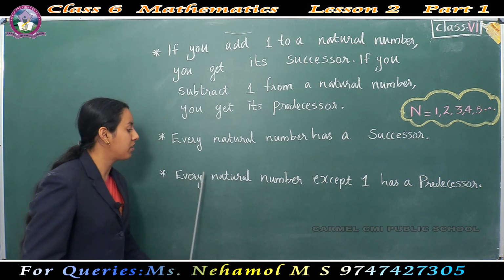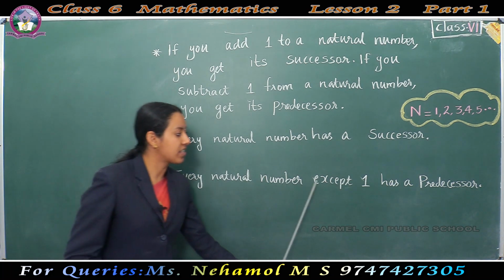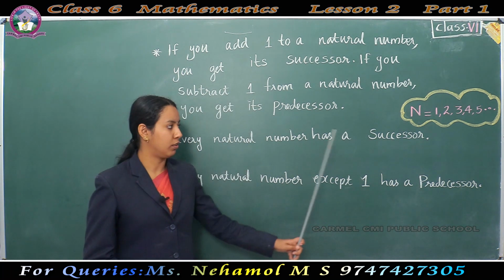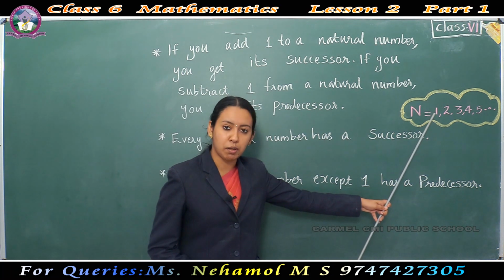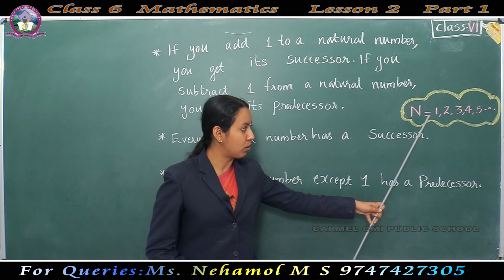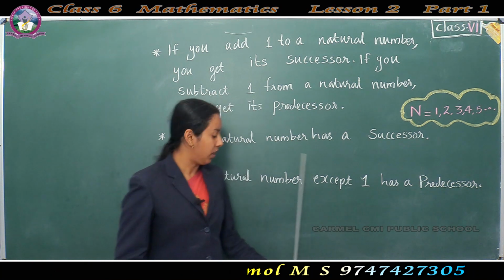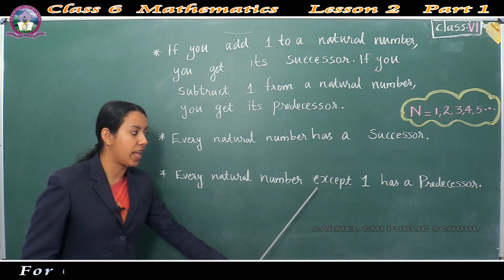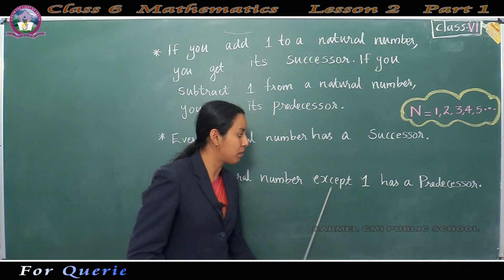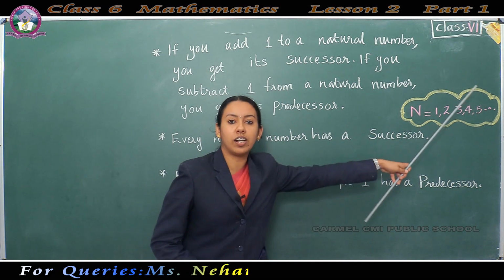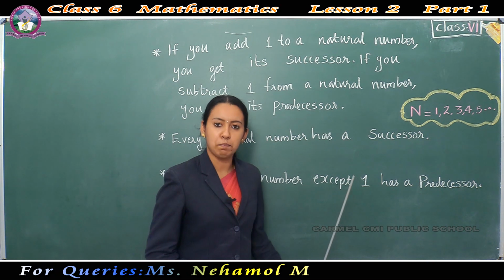Then every natural number except 1 has a predecessor. We know that natural numbers start with the number 1. So, natural number 1 has no predecessor. Every natural number except 1 has a predecessor. Except 1, all other numbers have a predecessor.